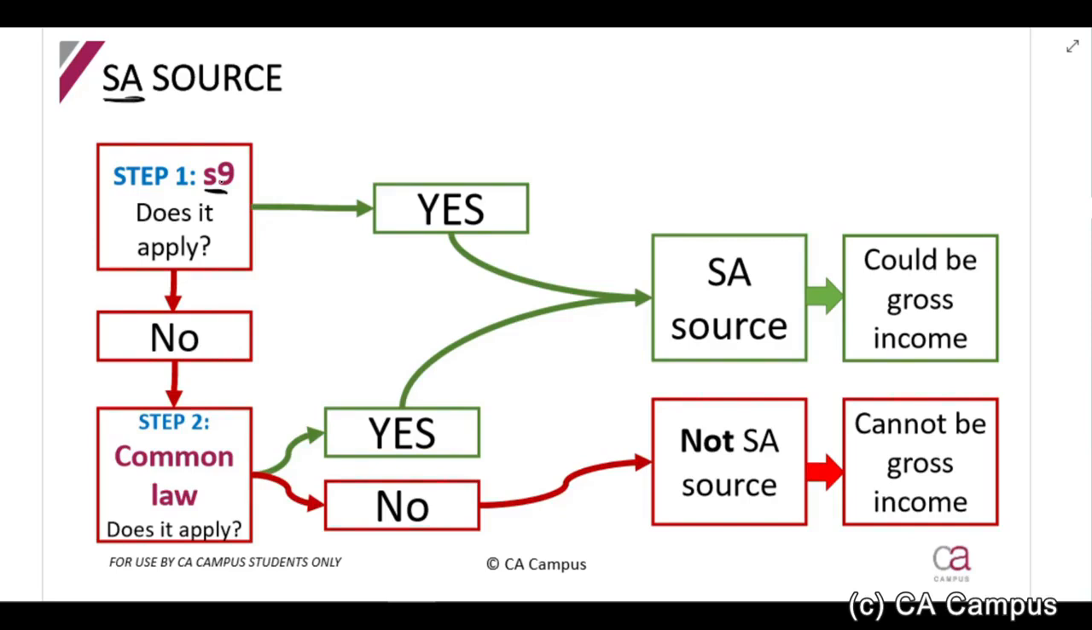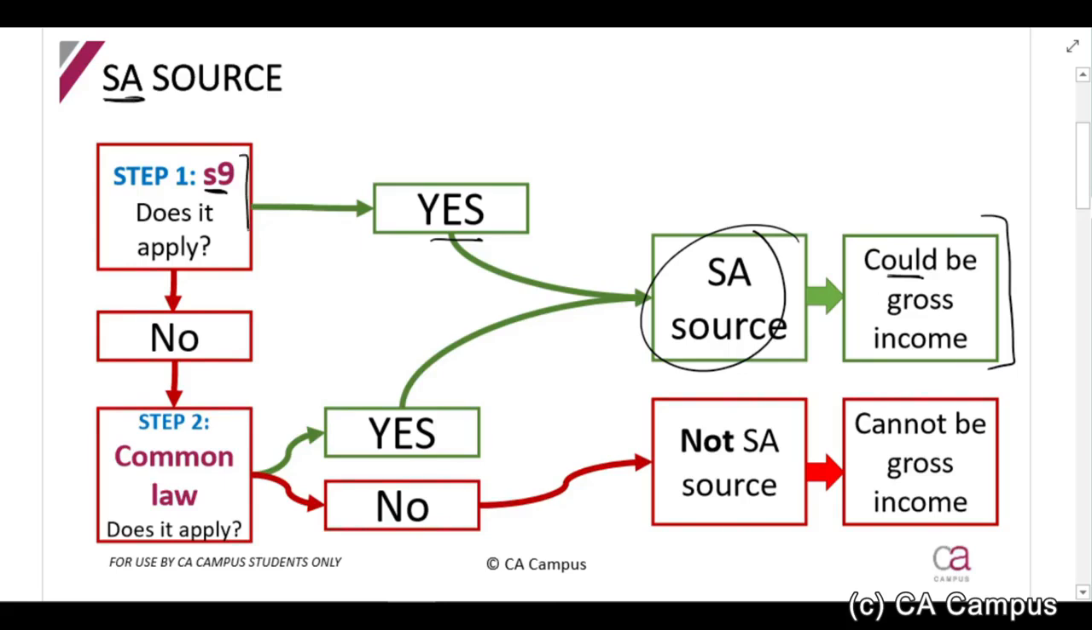Okay, so the first step is, does Section 9 apply? So this transaction, is it covered in Section 9? And then does Section 9 tell you it's from a South African source? If you say yes, it's from a South African source, and then the amount could be gross income. I'm saying could be because you still have to apply your normal gross income definition principles. If the amount is capital in nature, for example, it might be from a South African source, but it still won't be included in gross income.